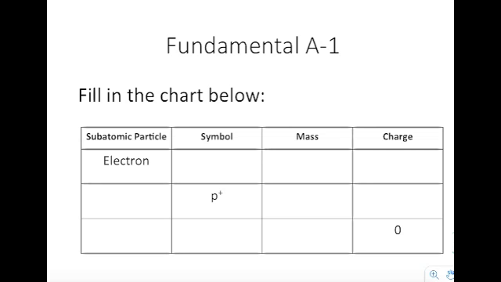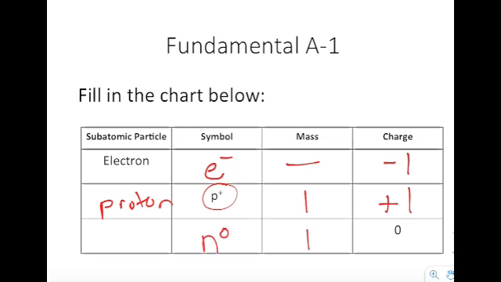Okay, so we want to fill in the chart below. We know that the electron is an e with a minus. We know that it has no mass, and we know that it has a charge of -1. This is the symbol for the proton, so we can say it's the proton. We know that it has a mass of 1 and has a charge of +1. The particle that has 0 charge also has a mass of 1. It's a neutron, which is an n with a 0, and we write it as a neutron.